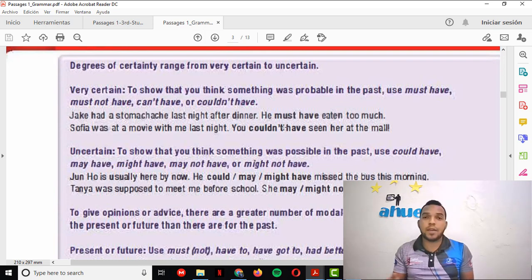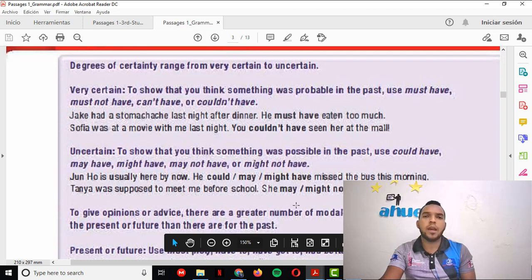An example of this is: John is usually here by now. So look what they say, usually. So it's not always. John is usually here by now, so he could or may or might have missed the bus this morning. Okay, so they are just giving you that he could or he may or might be. All right, that person in this case is not sure.